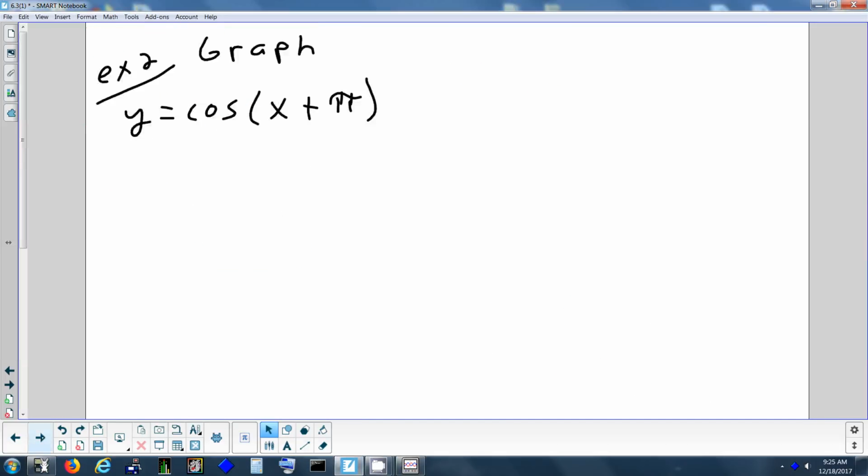Yeah, let's try another one. Cosine of x plus pi. Okay, so first thing we want to make sure we identify is how do we know what transformation it is? So that is a phase shift. Can somebody tell me how we know that is a phase shift? By looking at the structure of the equation. Tessa, can you tell me how we know that's a phase shift?